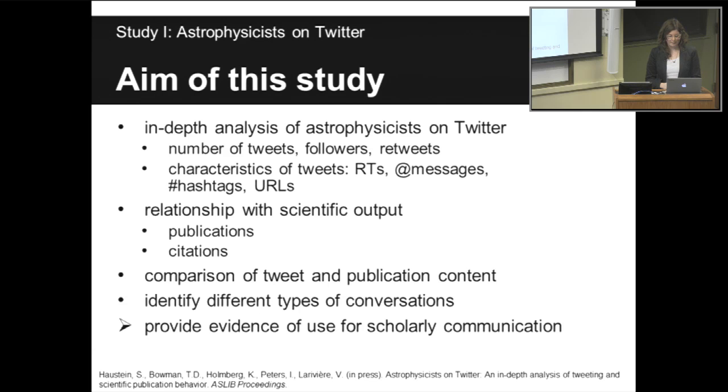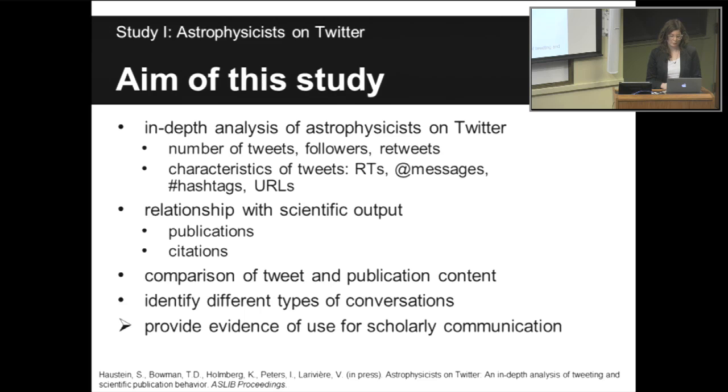We basically picked astrophysics because we thought there could be not only scholarly communication, but also a large general audience that could be interested in the topic. So we thought we would start there and see how astrophysicists use Twitter because of the citizen science aspect, but also a larger interest by the general public. And we wanted to analyze how do those astrophysicists on Twitter use it.